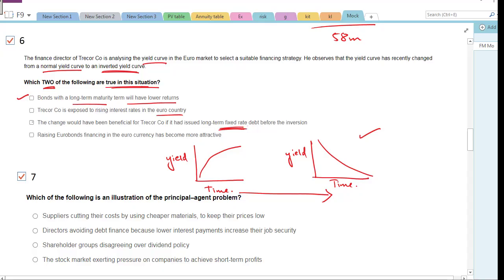Now again, if these two are wrong and two of them are correct, so of course the fourth one will be correct. So even without reading it, we can say that, in the real examination, if I'm sure that these two are wrong, maybe I'll not even read the last one, right? But let's read it. Raising euro bonds financing in euro currency has become more attractive, right? So yes, because this is first of all long term, right? So we can benefit from the lower interest rate. The interest rates are getting lower, so we can benefit from it. Okay.